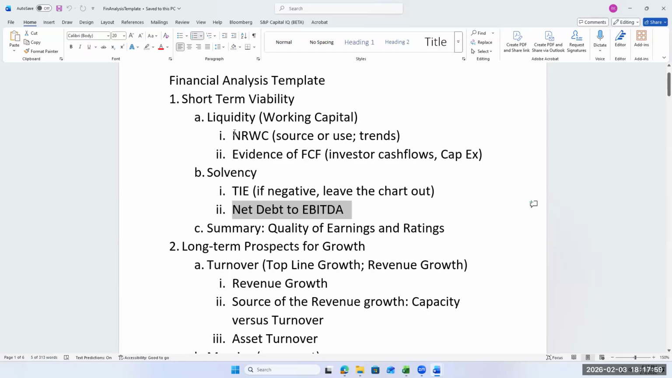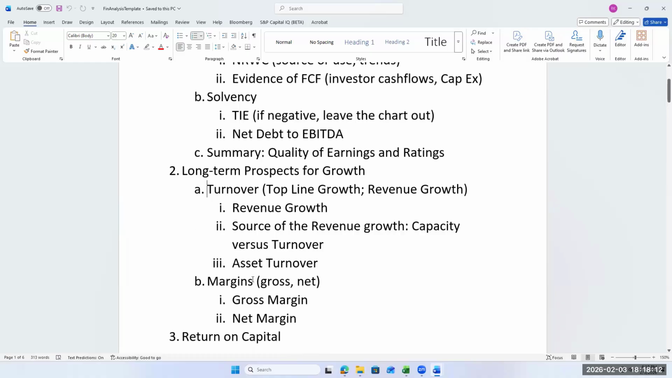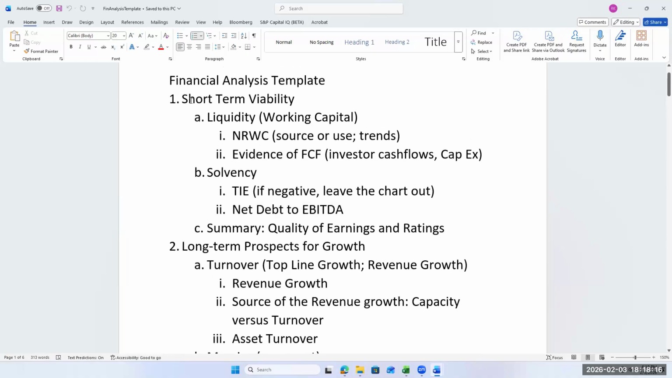Remember on liquidity, working capital is closely tied to turnover. So instead of actually doing stuff under liquidity, you might be showing inventory turnover, receivables turnover under turnover. So, short-term liquidity, solvency. Liquidity is all about working capital.